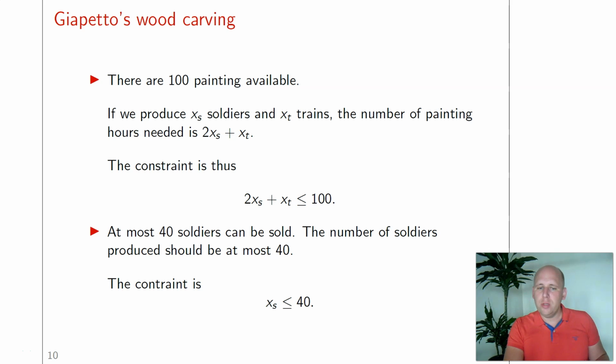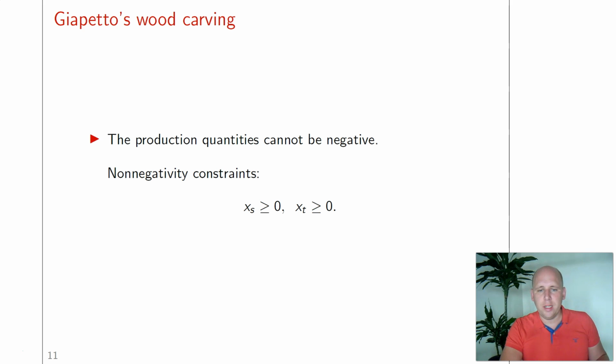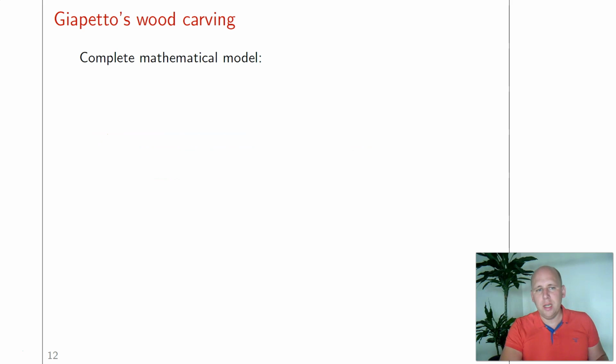If we now solve this problem, it can happen that we get negative values for the decision variables, in this case maybe for one of the two decision variables. That can of course not happen because we cannot produce negative quantities. So we should always also add the non-negativity constraints. So here we have XS and XT are both greater than or equal to 0. And then we have the complete linear program.